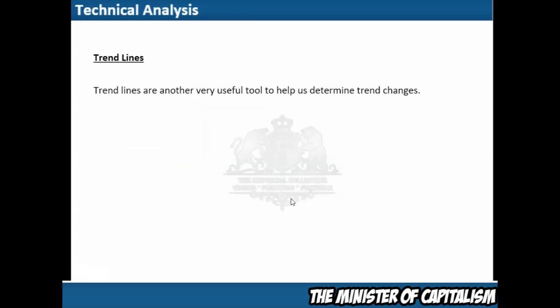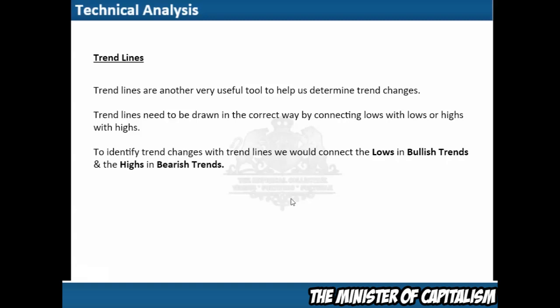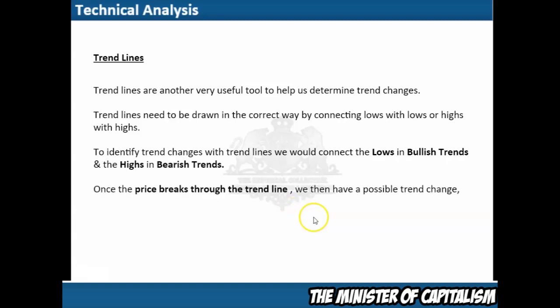Trend lines. Trend lines are another very useful tool to help us determine trend changes. Trend lines need to be drawn in the correct way by connecting lows with lows or highs with highs. To identify trend changes with trend lines, we would connect the lows in bullish trends and the highs in bearish trends. Once the price breaks through the trend line, we then have a possible trend change. But what do we need to wait for?